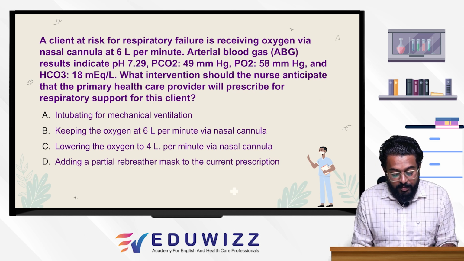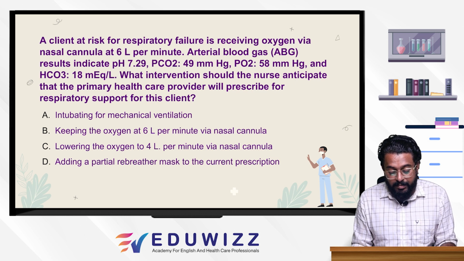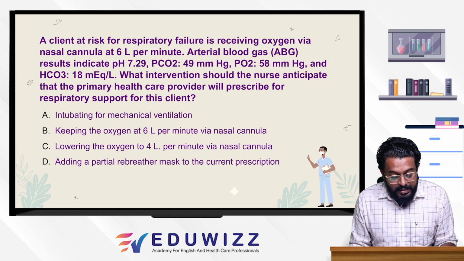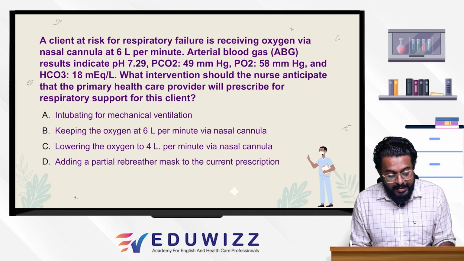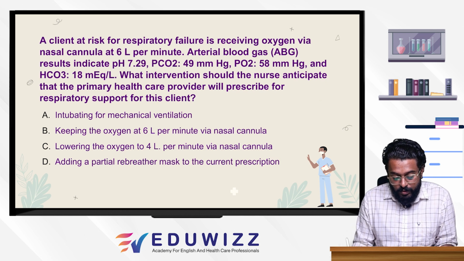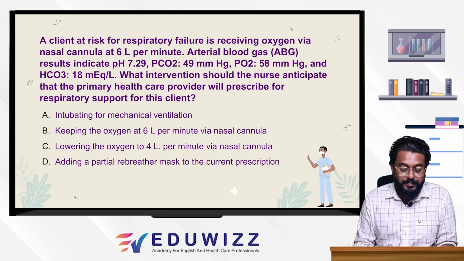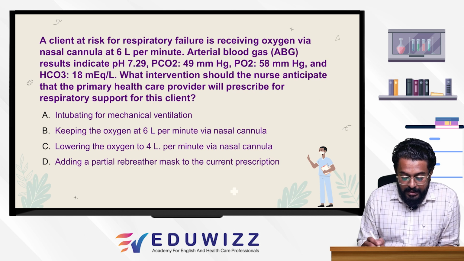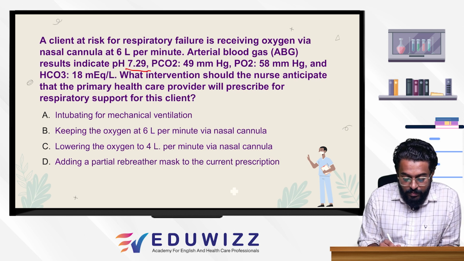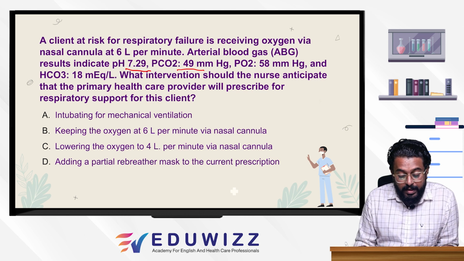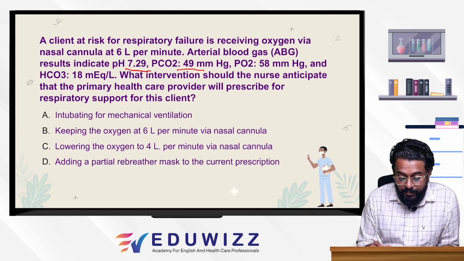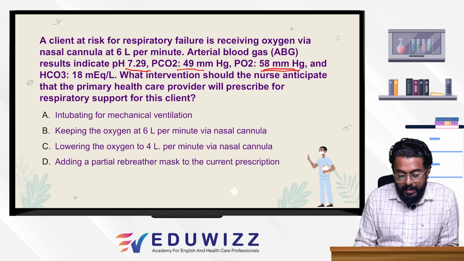A, intubating for mechanical ventilation. B, keeping the oxygen at 6 liters per minute via nasal cannula. C, lowering the oxygen to 4 liters per minute via nasal cannula. And D, adding a partial rebreather mask to the current prescription. So while seeing the ABG values, we can see that pH is decreased, PCO2 is increased. So it's respiratory acidosis. But what we have to think is that here the value of PO2 is 58 mmHg.